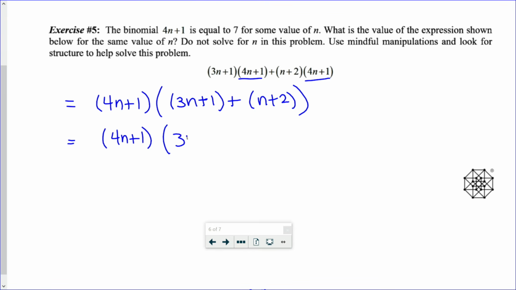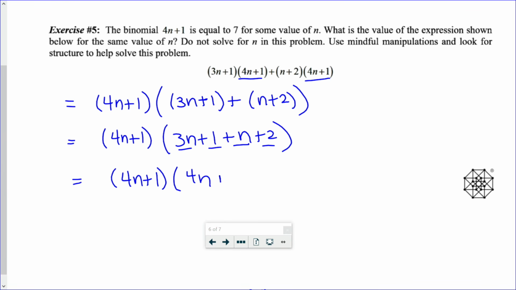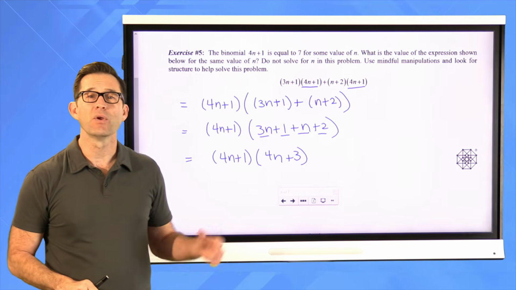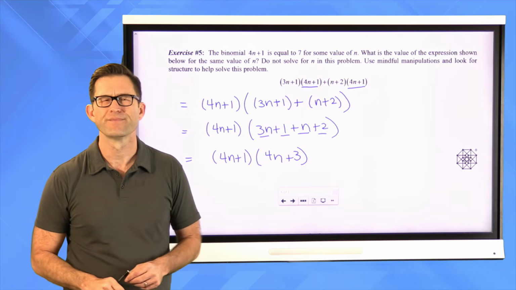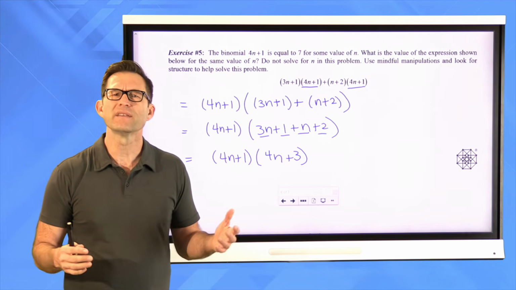But now I can kind of do this combination inside of here. I can remove those parentheses. And I can find out that all of this, right, 3n plus n is 4n, 1 plus 2 is 3. I can figure out that that entire more complicated expression can be written as 4n plus 1 times 4n plus 3. Awesome. But how do I find its value?